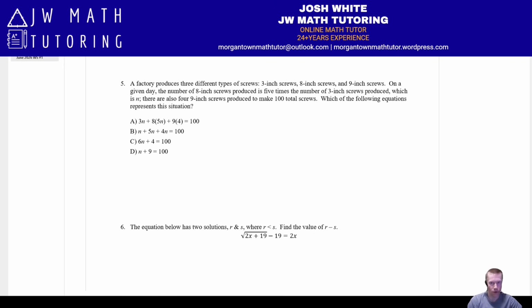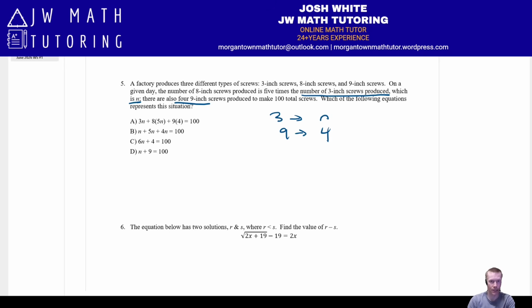They're different lengths here, 3-inch, 8-inch, 9-inch, okay? And so what's going on here is you have 100 total screws being made, or some number, whatever it is. For one of them, they give you the exact number, which in this case is 4 9-inch, okay? Then they tell you the number of one of them is n. In this case, it's the number of 3-inch screws. That's what's represented by n. So for the 9-inch, there are going to be 4. For the 3-inch, there are going to be n.